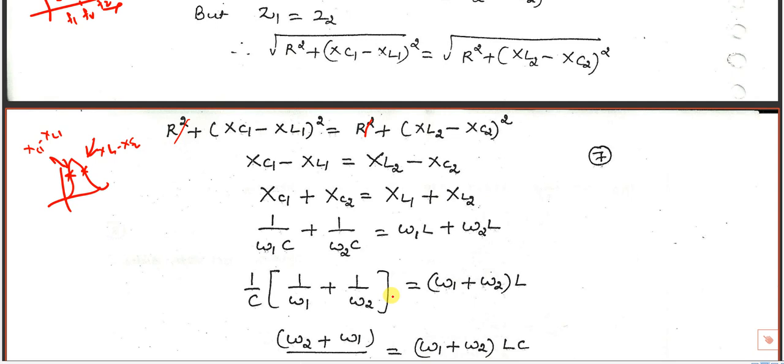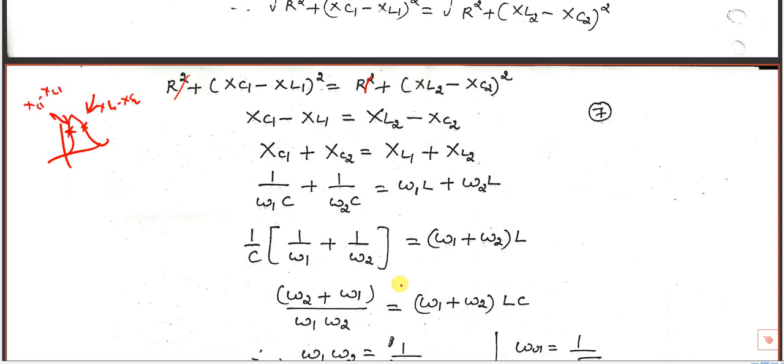So after that you take C common here, L common. If you take L common, we're left with omega 1 plus omega 2. Here, if you take 1 by C common, omega 1 plus omega 2. And after that, here you take omega 2 as LCM, omega 1 omega 2, then omega 2 plus omega 1, omega 2 plus omega 1, and here omega 1 plus omega 2.